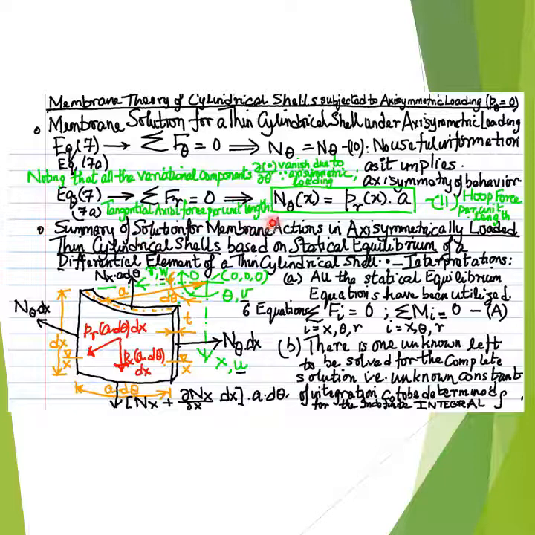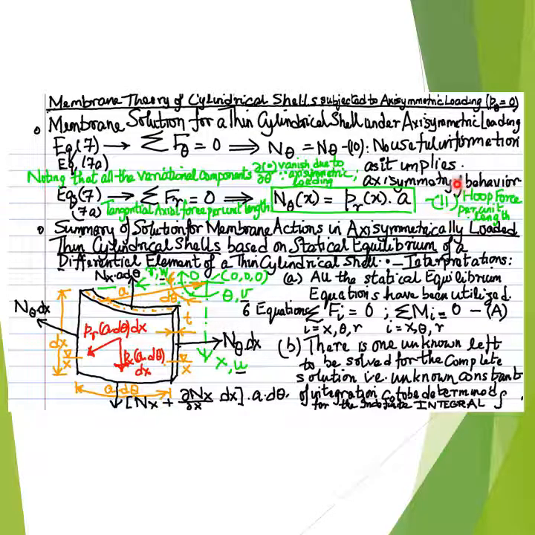unit length, that is the tangential axial force per unit length, n theta x, in terms of only the external radial load PR, which is independent of any other internal action.